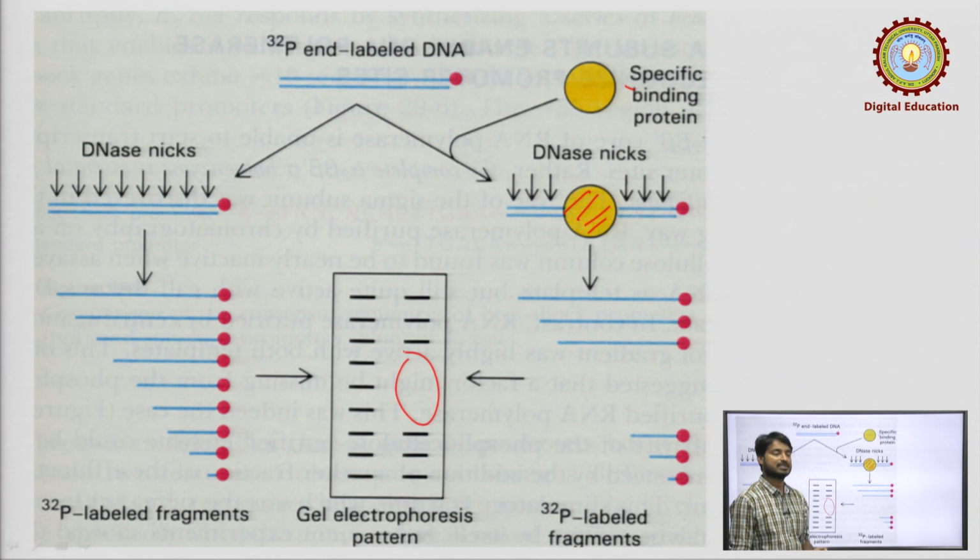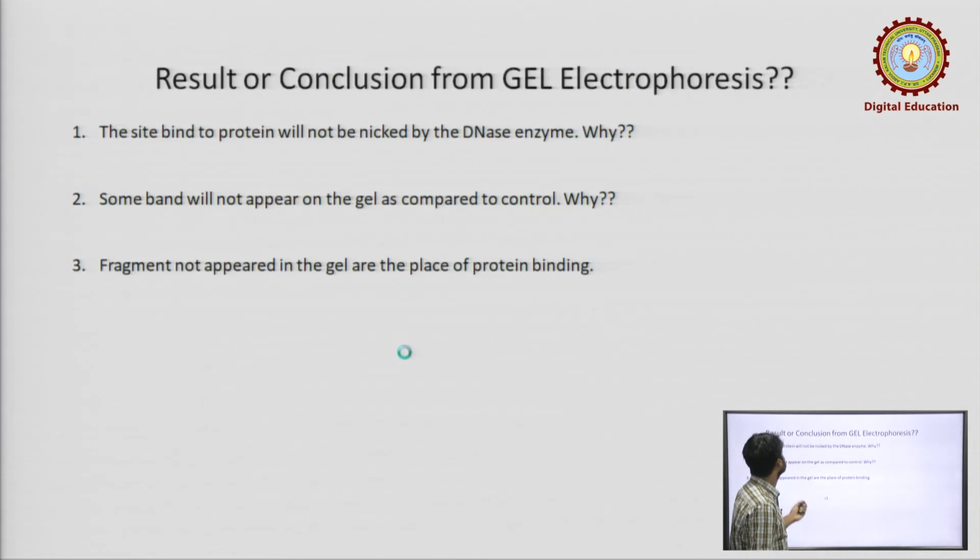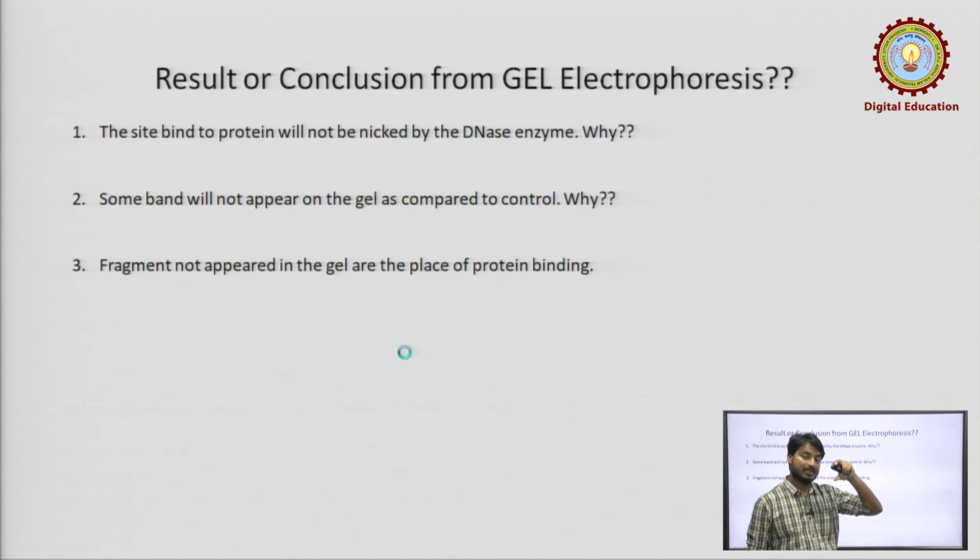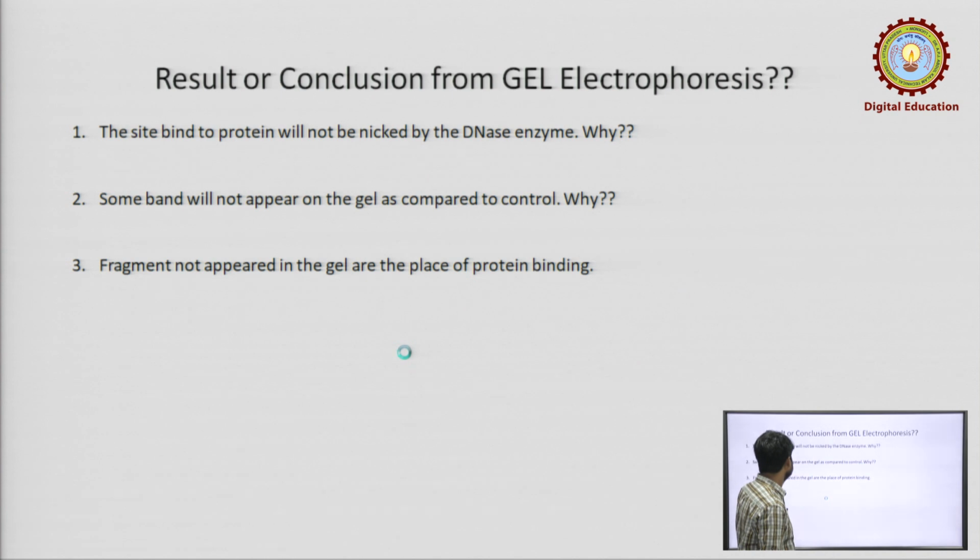We will move to the next slide about the results or conclusions we can make from the gel electrophoresis. The site bound to the protein will not be nicked by the DNase enzyme. Why? Because that site is occupied by the protein. Next, some bands will not appear on the gel as compared to control. Why? Because the DNase enzyme will not cut those fragments. Why? Again, because protein at that site is interacting with our DNA. Next, the fragments not appearing in the gel are the place of protein binding.